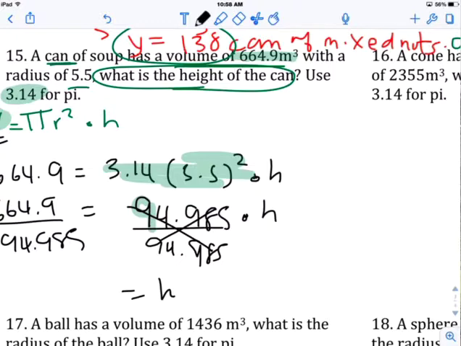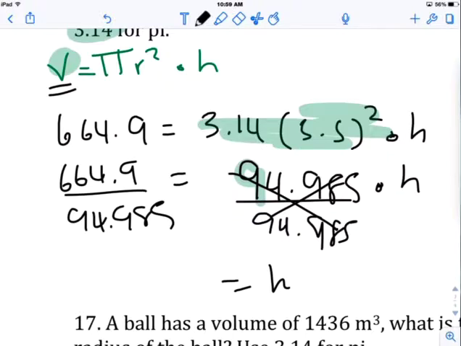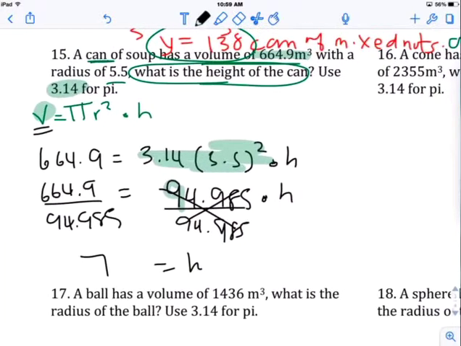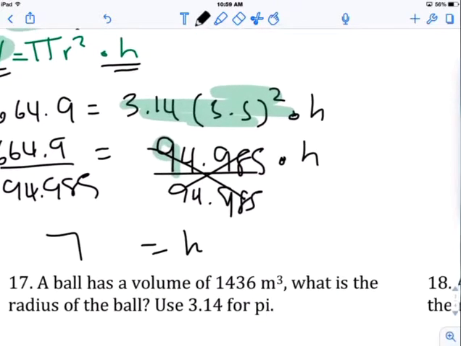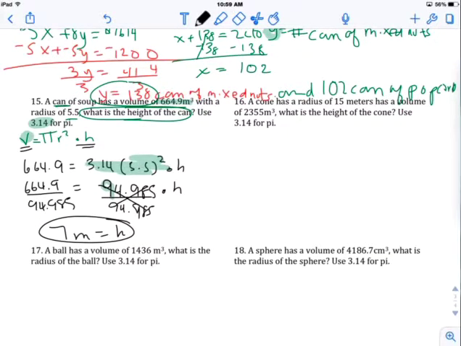664.9 divided by 94.985. I'm using the calculator here, you guys. 7, right? Round it to the nearest tenth. That's 7 because there's 7.00005. So 7, not 7 cans, but the height is 7 what? 7 meters. The height is 7 meters. That's the height.